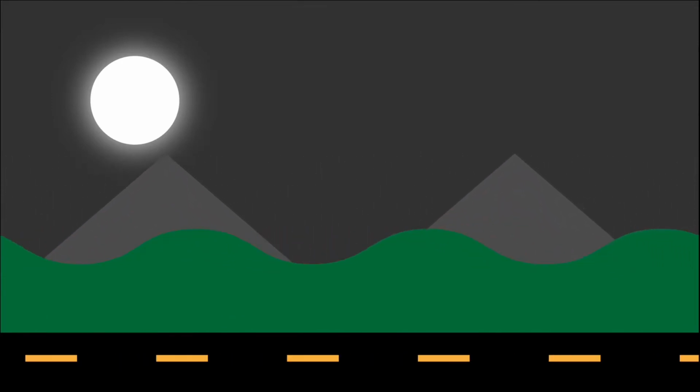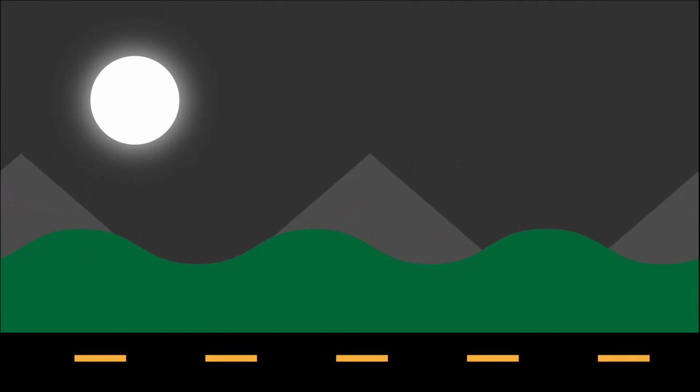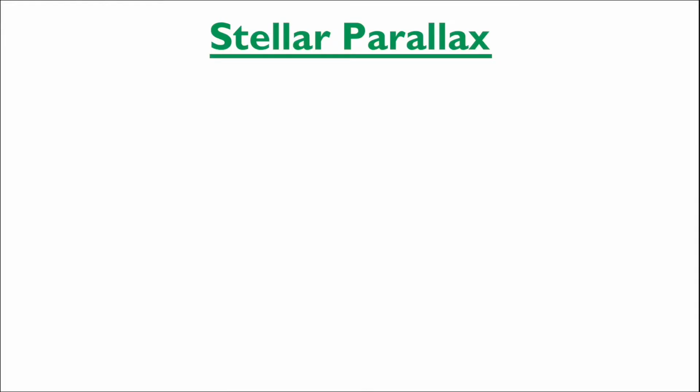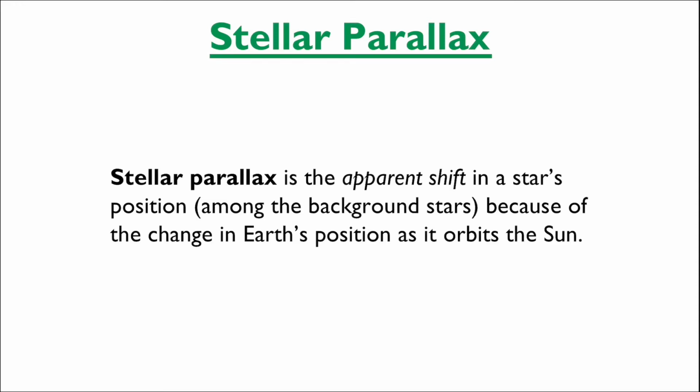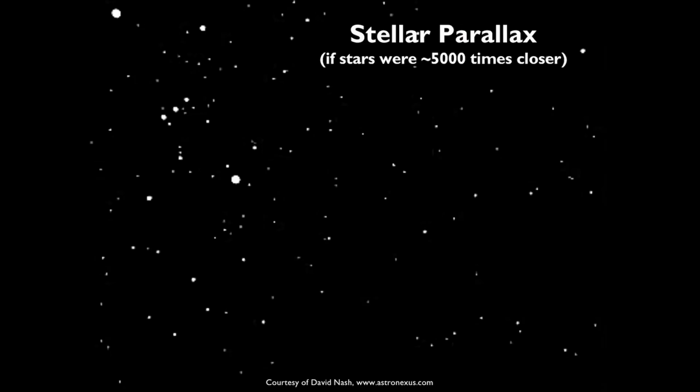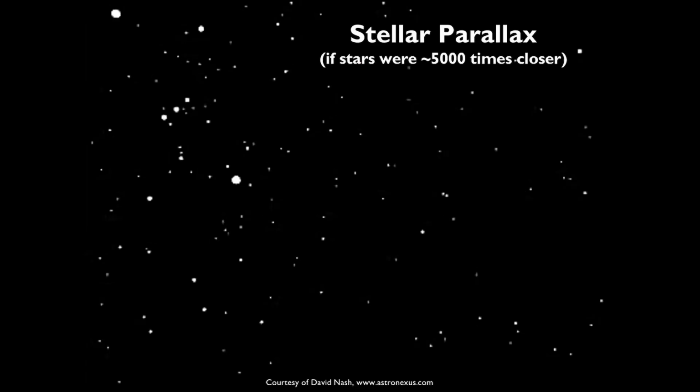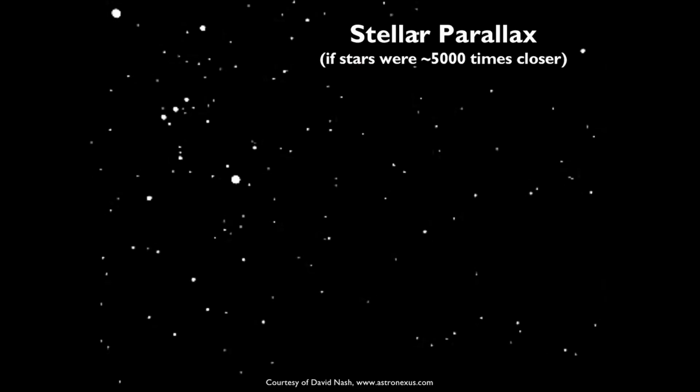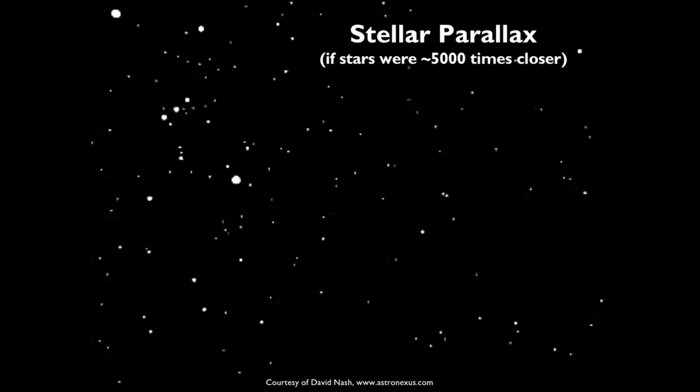We can now apply the concept of parallax to how we see the stars. Stellar parallax is a phenomenon in which we see an apparent shift in the position of a star among the background stars because of the change in Earth's position as it orbits the Sun. It looks something like this if all the stars in this image were located about 5,000 times closer than their true distances. So really, the effect is amplified in this animation, but it gives you a good idea of what stellar parallax means. So let's see how stellar parallax is actually observed and measured.